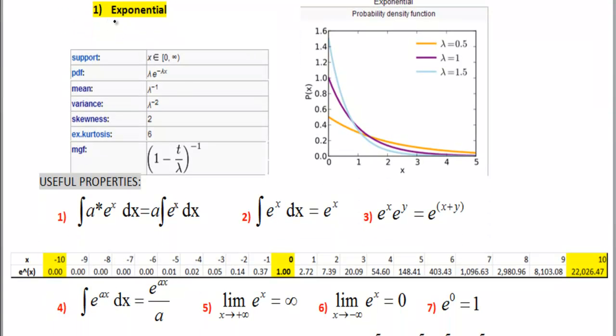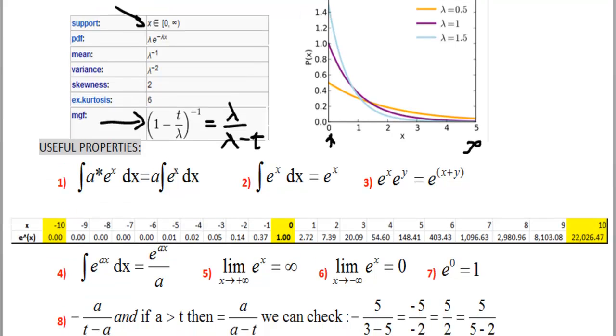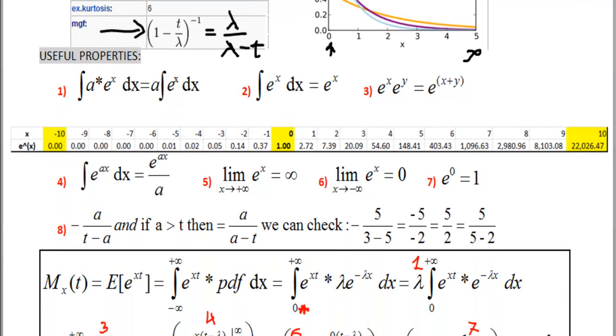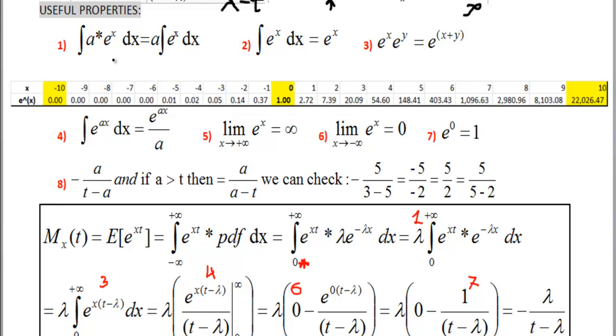Let's use exponential distribution. Our task for today is to derive this expression here. And please believe me, this is actually the same as this here, as lambda divided by lambda minus t. Some properties of the exponential distribution: it is defined from 0 to infinity. Okay, it's support of this function. The domain of this function is 0 to infinity. And I also list here some very useful properties without which we can't actually solve this integral. We can't solve for moment generating function.